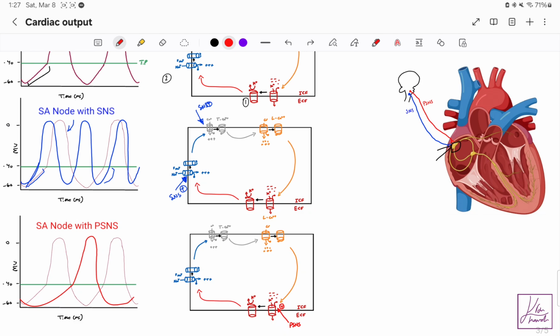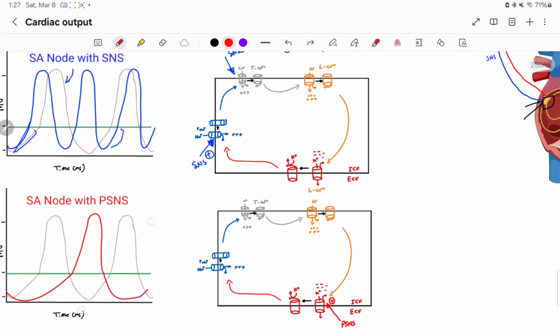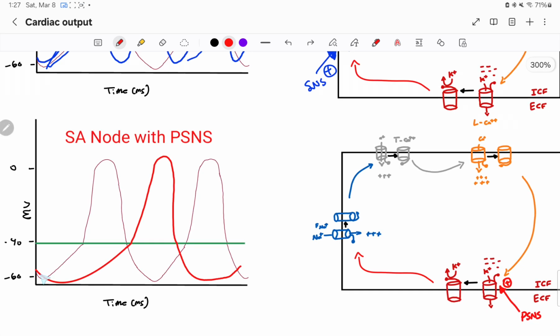And remember that in the previous slide, we said that the reason why your heart rate is not at 100 beats per minute is because it's actively being suppressed. So we know that the SA node on the parasympathetic nervous system is going to be suppressed. How? Well, let's take a look at this actual graph. What do you notice first? There's essentially a hyperpolarization, okay?